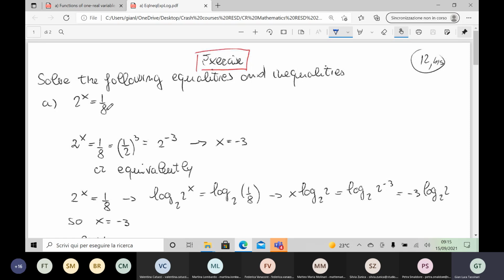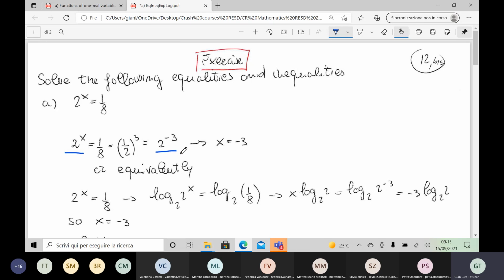You know that 8 can be written as 2 to the power 3 because 2 times 2 times 2 is 8. So 2 to the x equal to 1 over 8, which is equal to 1 over 2 to the power 3. Now, you remember that if you change the sign of the exponent, as we saw yesterday, you have to take the reciprocal of the base. So I changed the sign of the exponent and took the reciprocal of the base: 2 to the minus 3. So this is our equation.